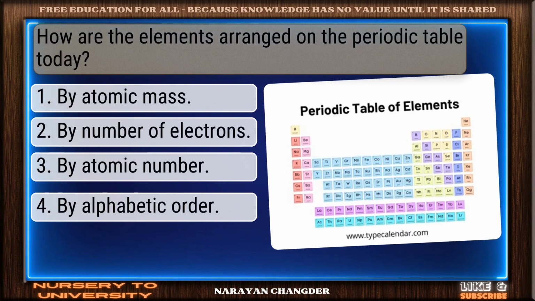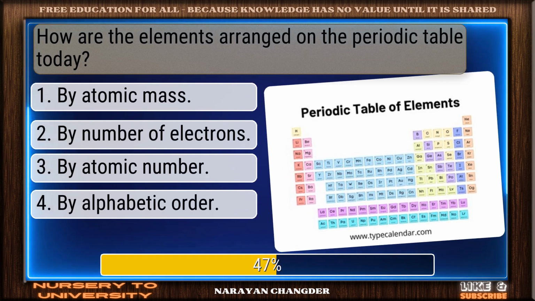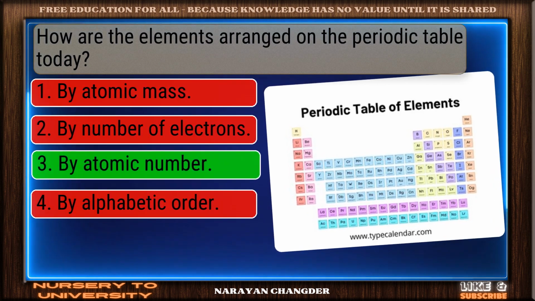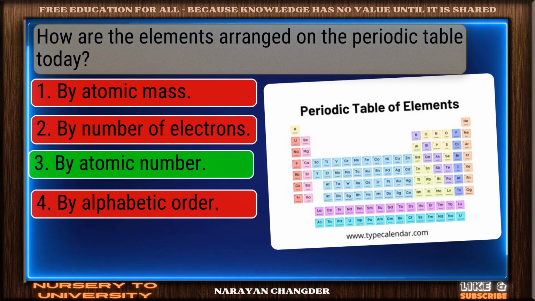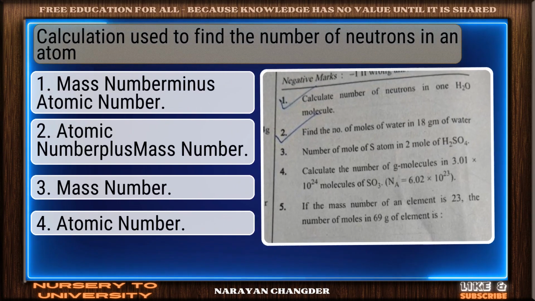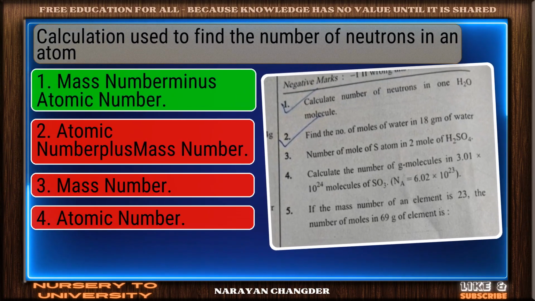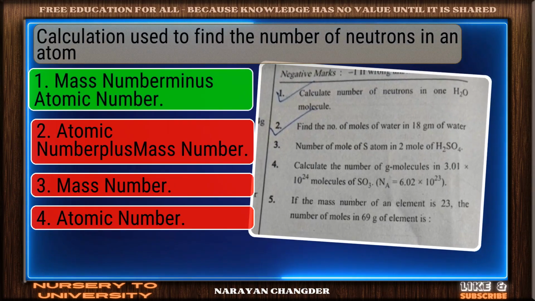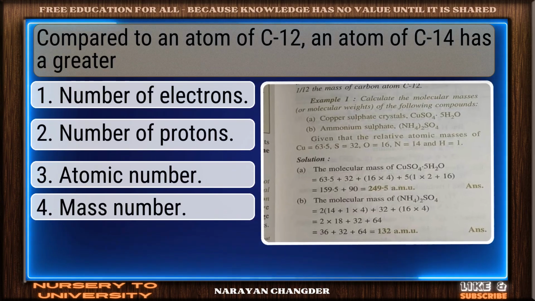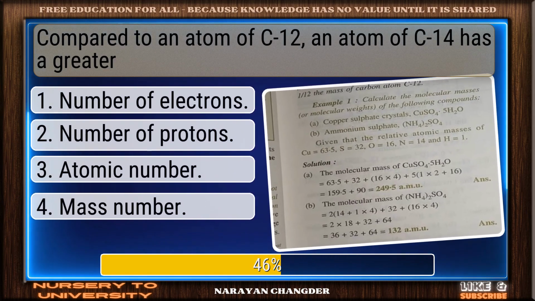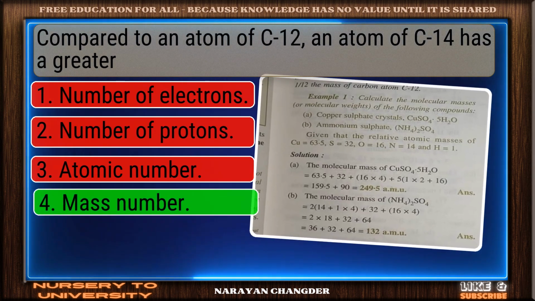How are the elements arranged on the periodic table today? Nice selection. By atomic number is the correct and valid answer. Calculation used to find the number of neutrons in an atom. Correct response. Mass number minus atomic number is the most accurate answer. Compared to an atom of C12, an atom of C14 has a greater dash. On track. Mass number is the correct answer.